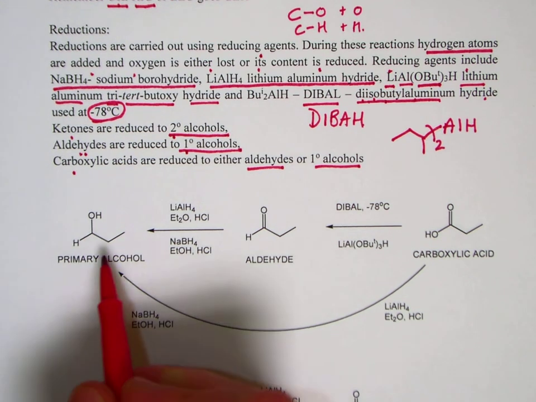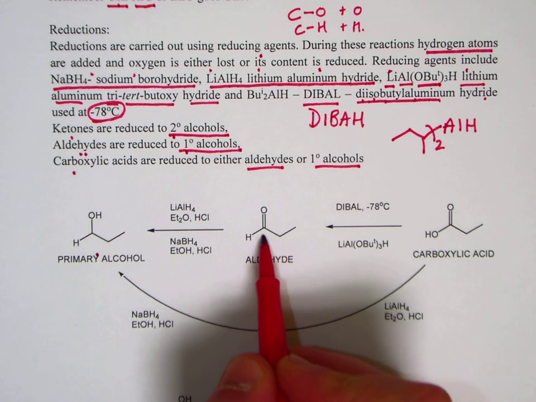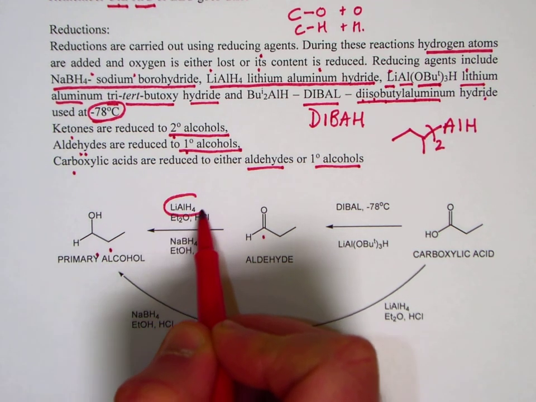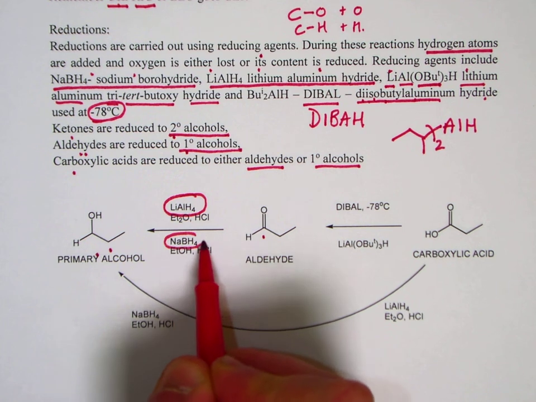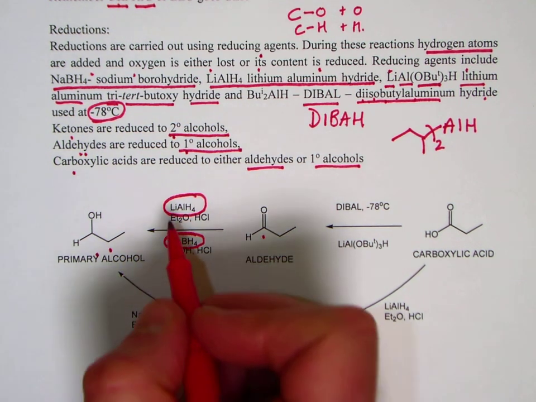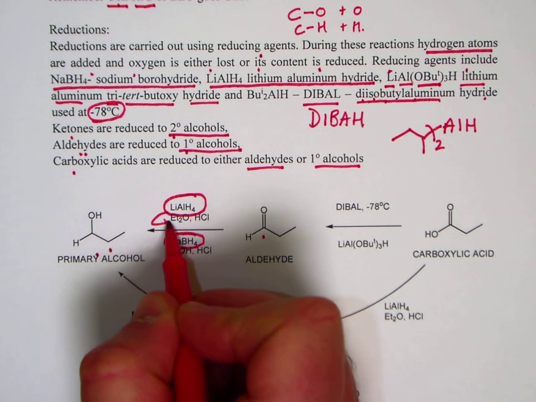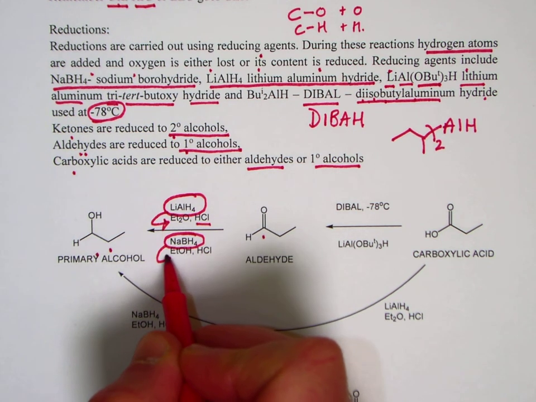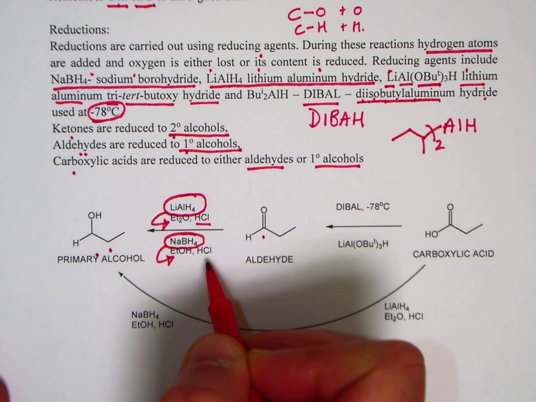Okay, here's our primary alcohol over here. You can see that aldehydes are reduced to primary alcohols. We can either use the lithium aluminum hydride or the sodium borohydride. I do want to emphasize particularly that if we use the lithium aluminum hydride, we're going to use ether followed by HCl, whereas we use the sodium borohydride, we can use ethanol or methanol followed by HCl.